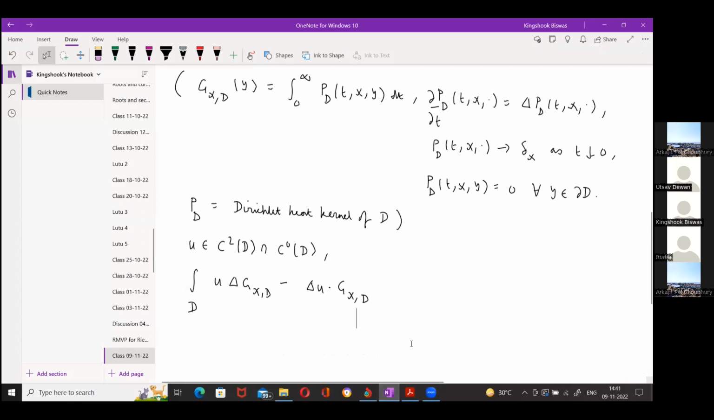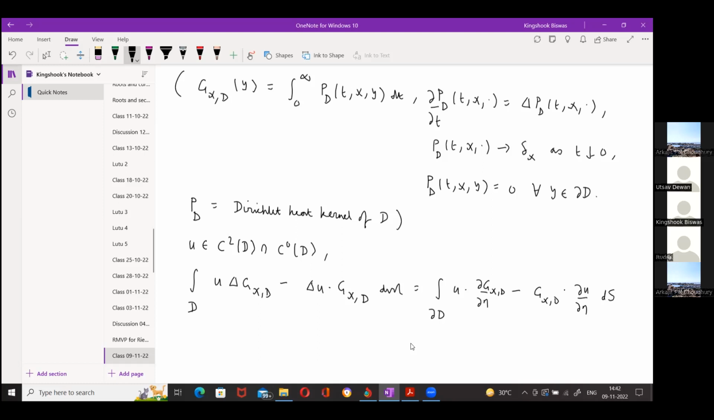So once you have the Green's function with pole at x for the domain D, then you apply Green's theorem. The integral over the domain D, d vol, is equal to the integral over the boundary of D of u times the normal derivative of the Green's function minus the Green's function times the normal derivative of u, ds.